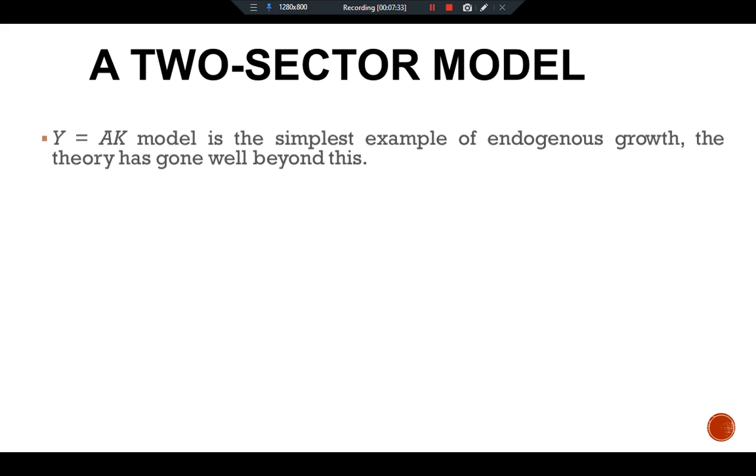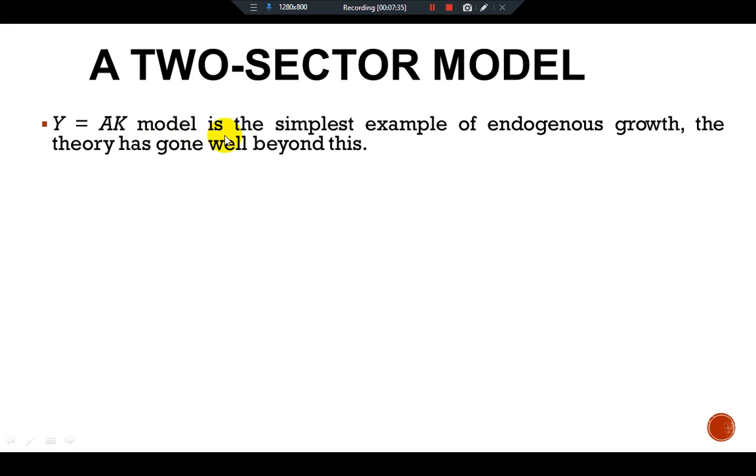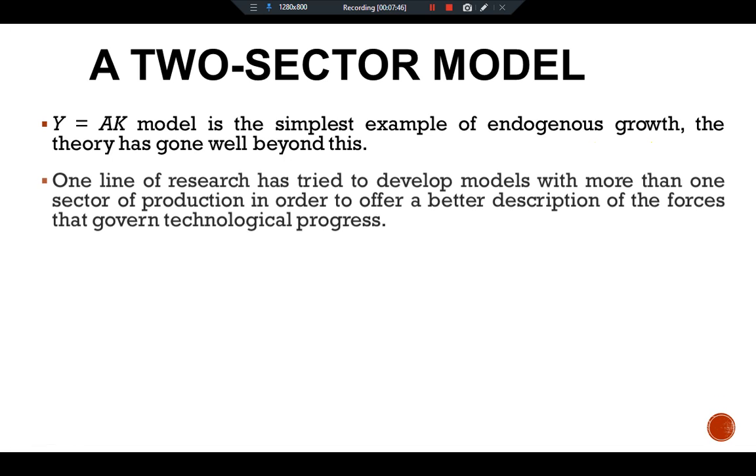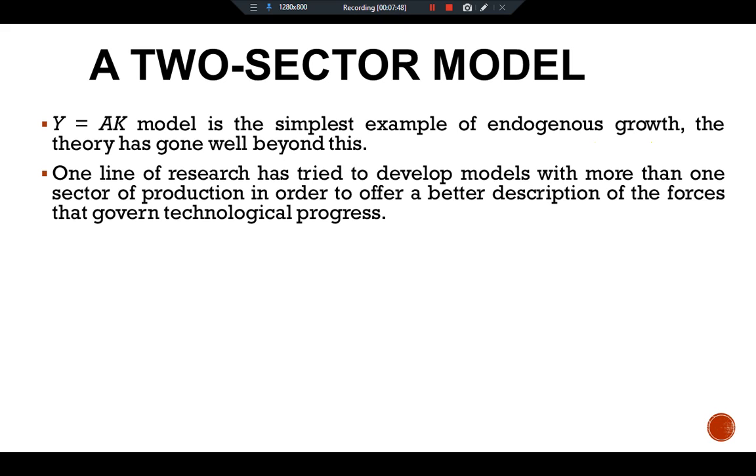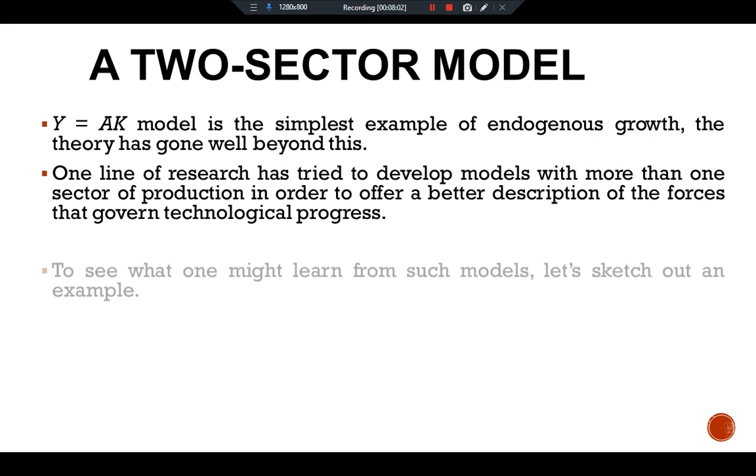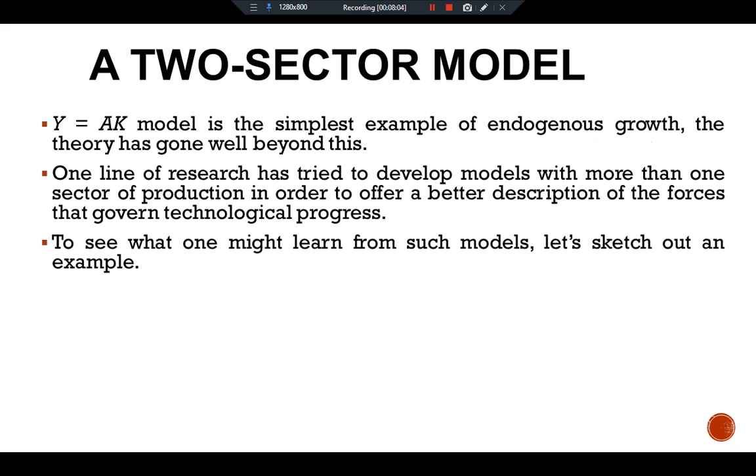Two-sector model. Okay, we have Y = AK model, the simplest example of endogenous growth theory or model. The theory has gone well beyond this. One line of research has tried to develop models with more than one sector of production in order to offer a better description of the forces that govern technological progress. To see what one might learn from such a model, let's sketch out an example.